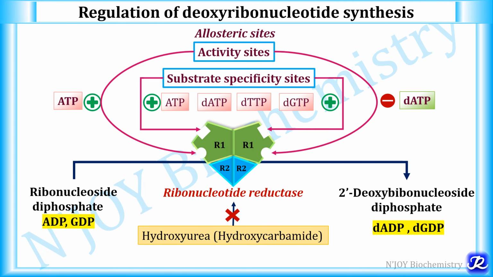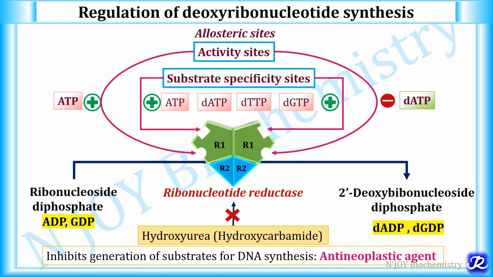The drug hydroxyurea, that is hydroxycarbamide, is an inhibitor of this ribonucleotide reductase enzyme, and that's how it inhibits the generation of substrates which are required for DNA synthesis, and this drug is used as an anti-neoplastic agent.